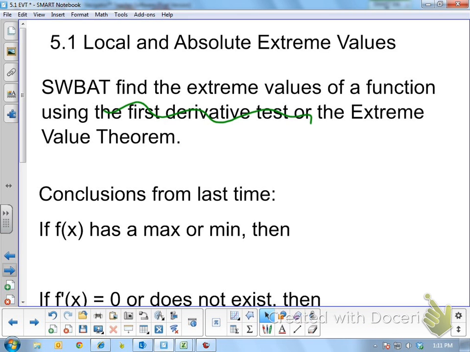Oh, I was going to do both, but then I decided to write that down. Good thing I didn't. I might have had to erase something.